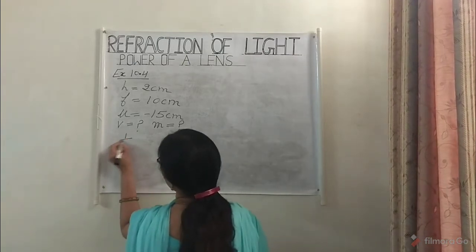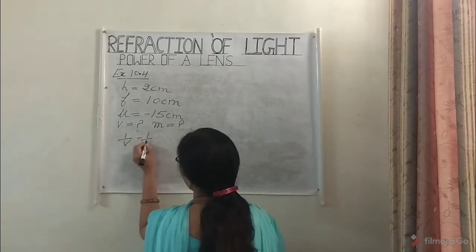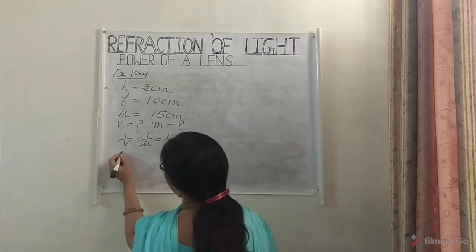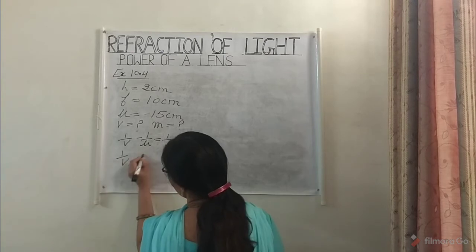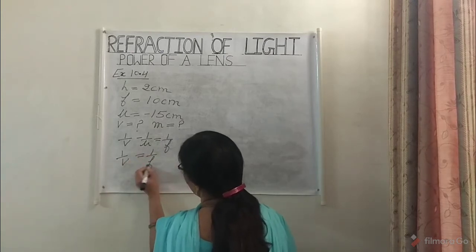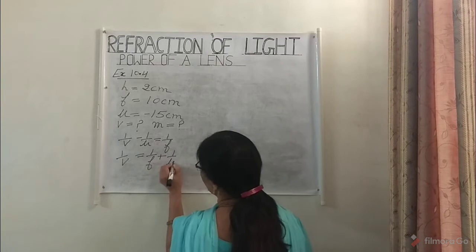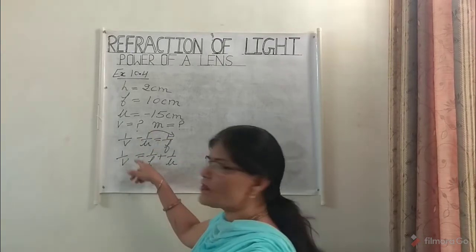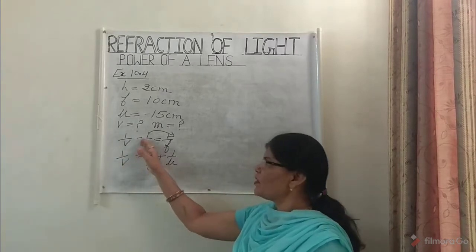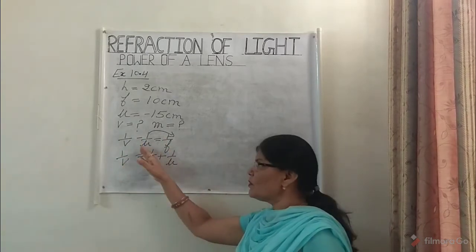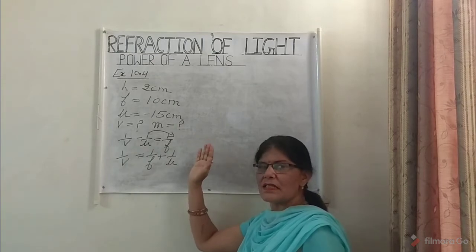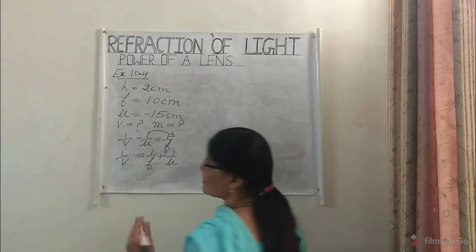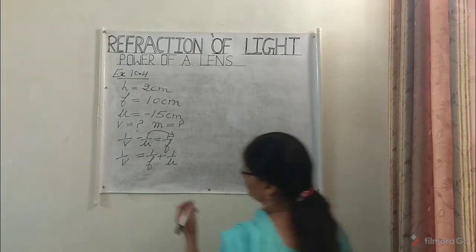So our formula is 1 upon V minus 1 upon U is equal to 1 upon F. In this case, 1 upon V is equal to 1 upon F plus 1 upon U. We can take it to this side because we want to find the value of V. So we can take 1 upon U on this side. If it moves to this side, its sign gets changed from negative to positive. It will become positive.